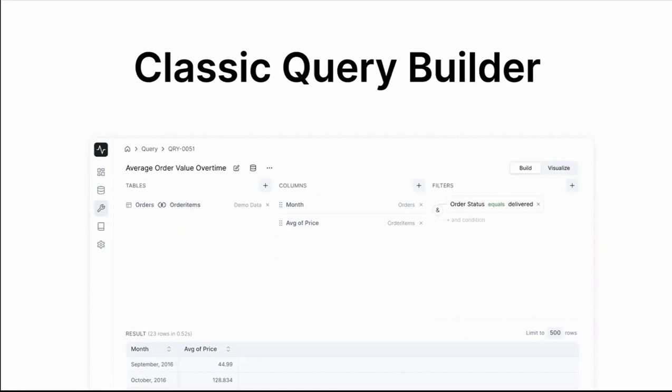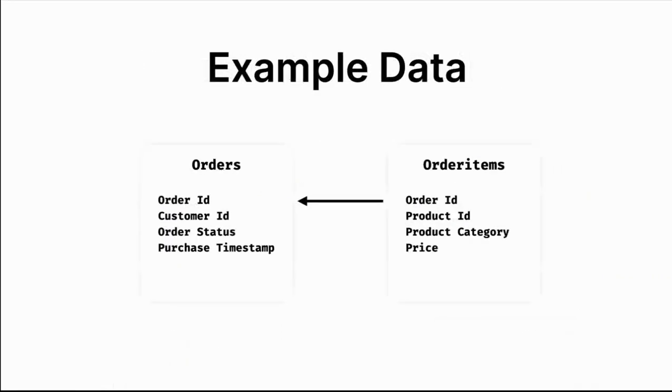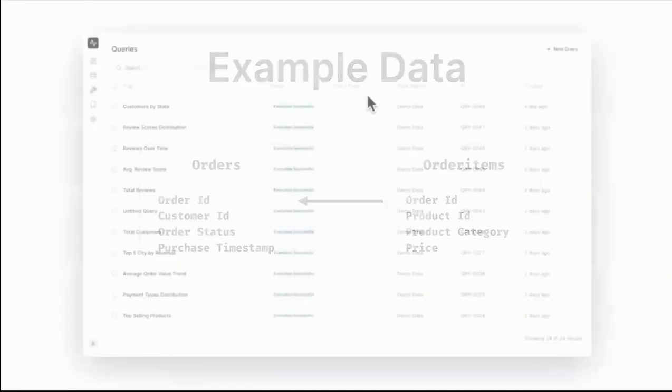There were some problems with this. First, let's look at an example query, how you make a query with the classic query builder. For context, this is the example data. There are orders, tables, or doctypes, if you understand that. Then there are order items, and these two are connected via this order ID column.